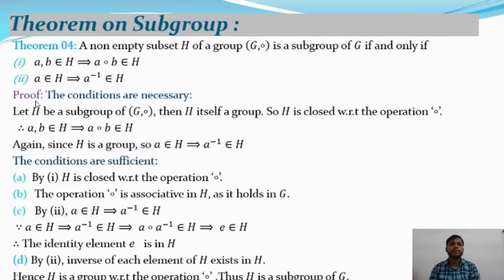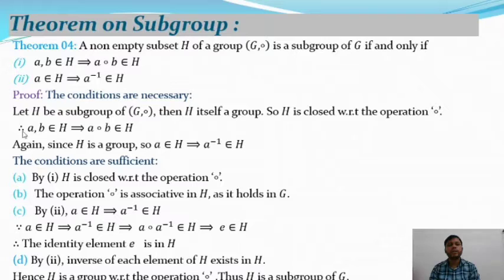Okay, so here is the proof of the given theorem. The conditions are necessary. Let H be a subgroup of (G, composition), then H is itself a group with respect to the composition. So H is closed with respect to the operation composition, as well as associative. It satisfies the identity element and it has an inverse.